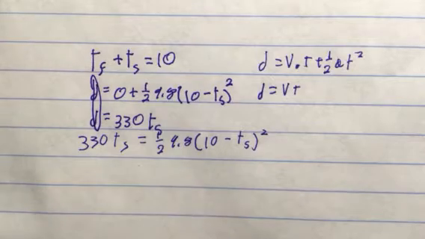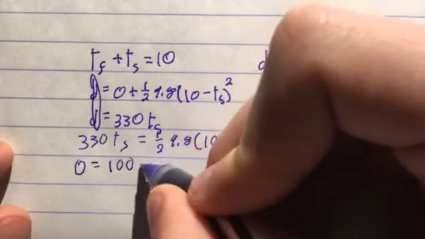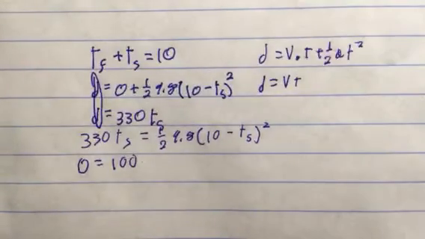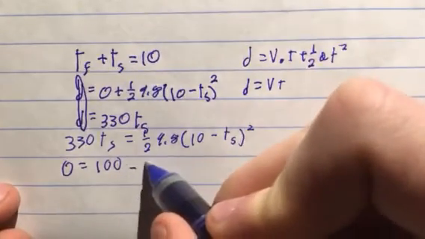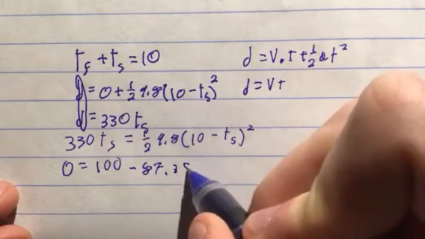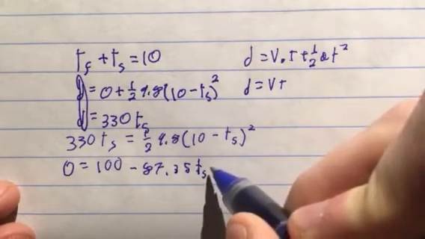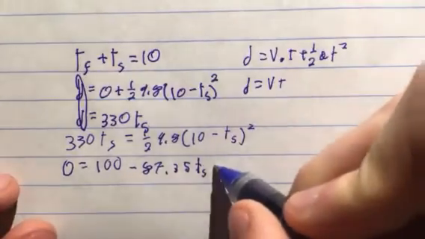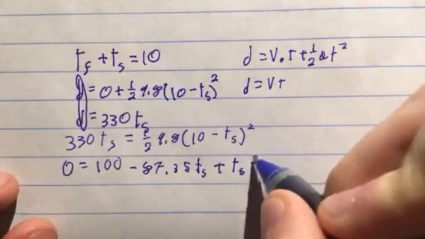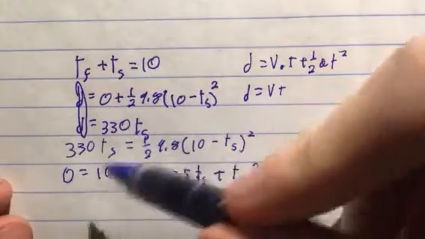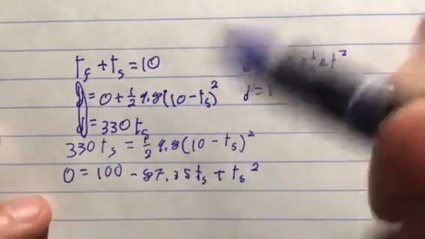Okay, so I'm going to skip a little bit ahead because I assume that you know the algebra behind all of this. So we're just going to use algebra to get a quadratic. That's going to be 0 equals 100 minus 87.35 TS plus TS squared. So that's the quadratic that we get from this after we simplify everything.